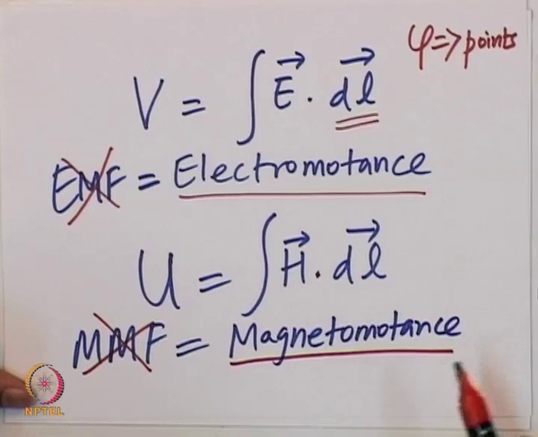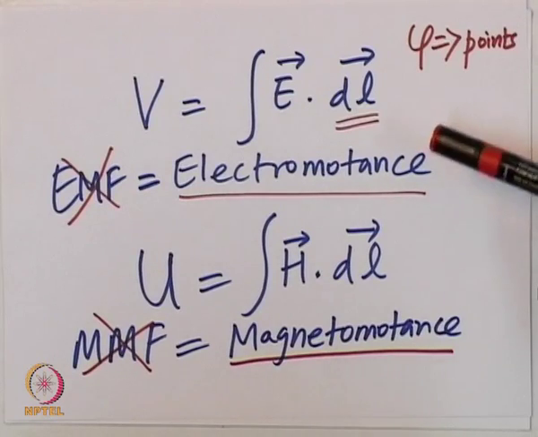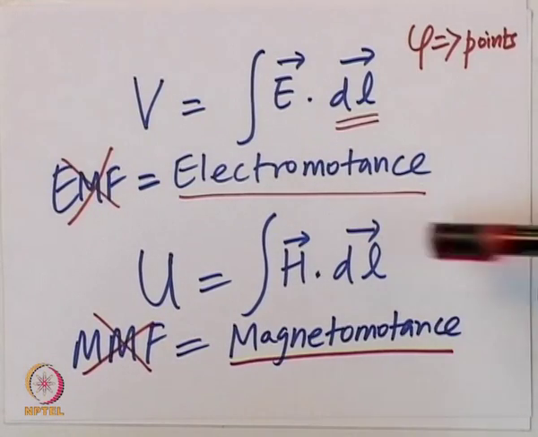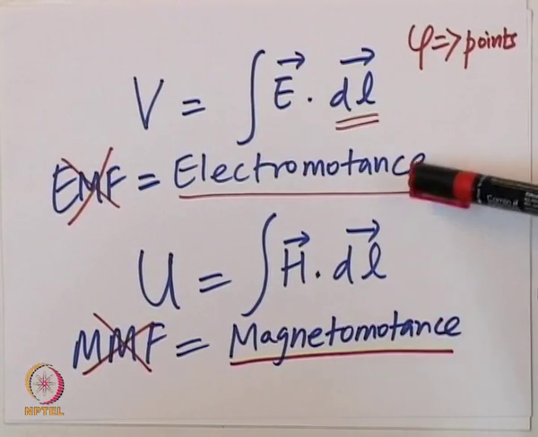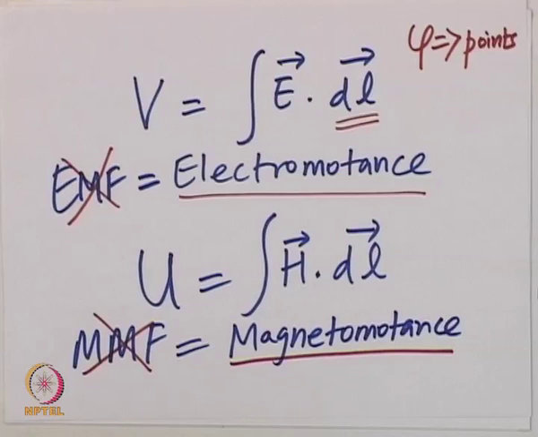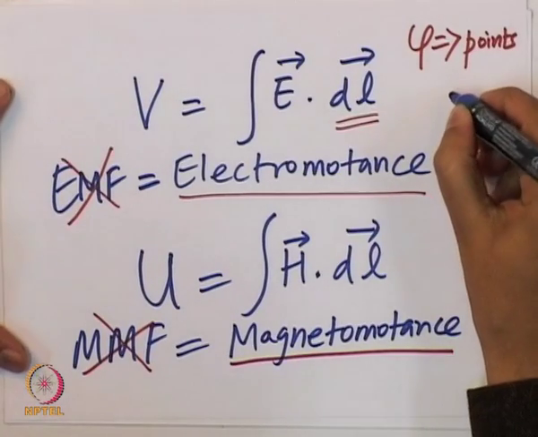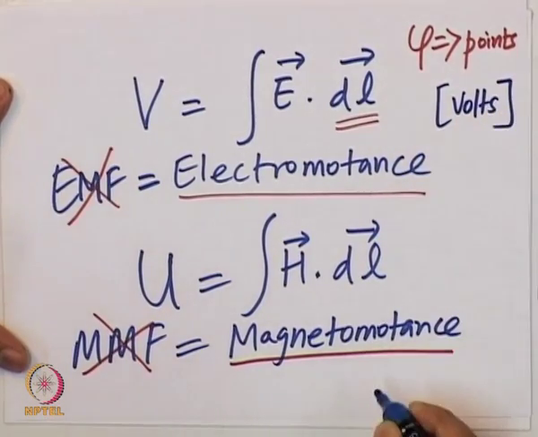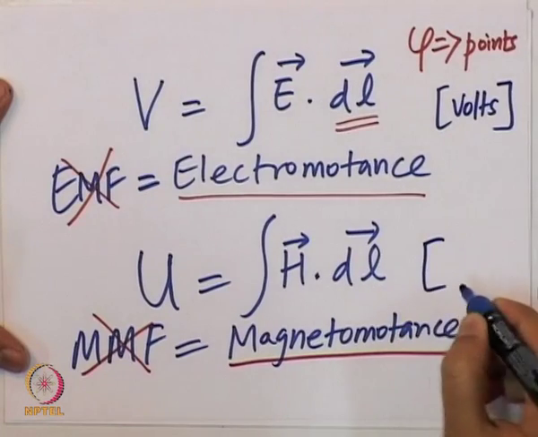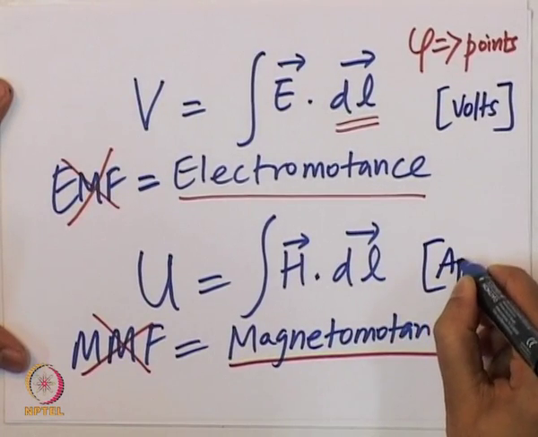and magnetomotance. Obviously we did not do this in the earlier lectures because we did not have the need to associate the topological dimension to each of these quantities, but in the case of algebraic topology it is fundamental to begin with the right definition. So the unit of the electromotance is volts, and the unit of magnetomotance is amperes.